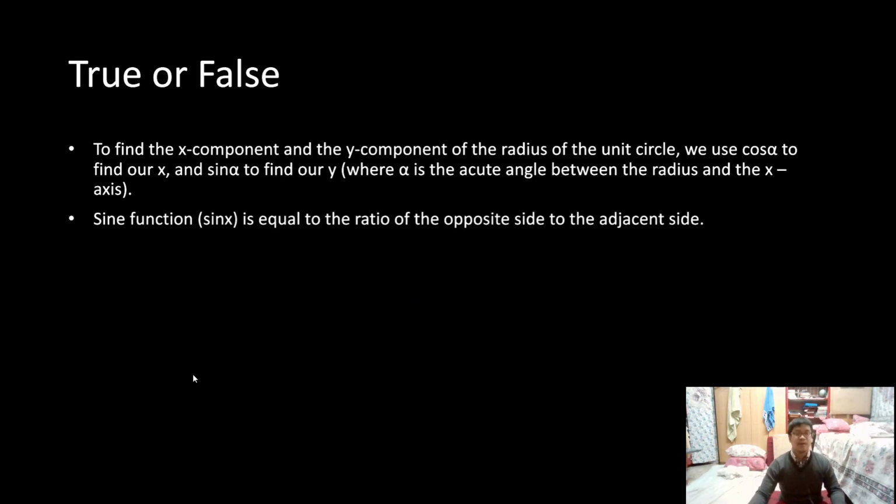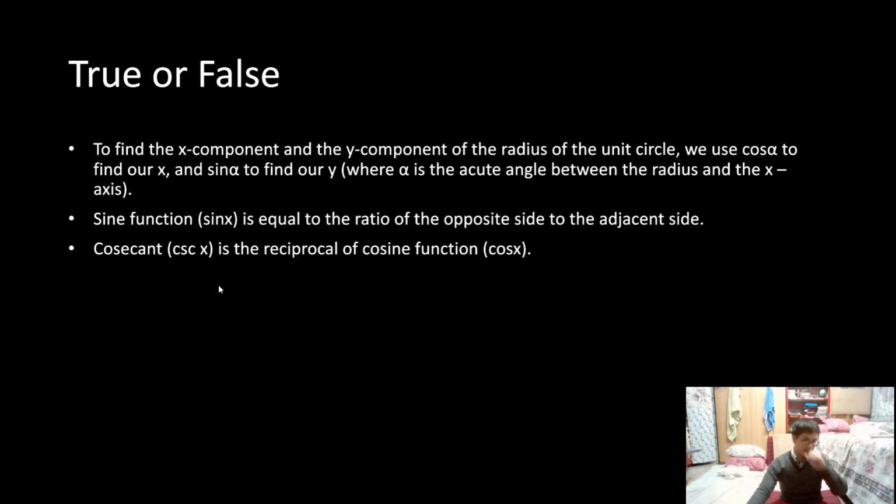Next statement. Sine function, or sine x, is equal to the ratio of the opposite to the adjacent side. Again, sine function is equal to the ratio of the opposite side to the adjacent side. The answer is false. Why? The ratio of the opposite side is correct, but the other one is not. It's not adjacent. Rather, it's hypotenuse.